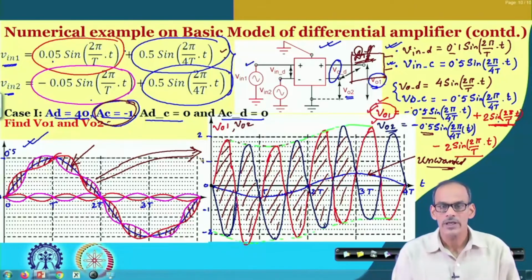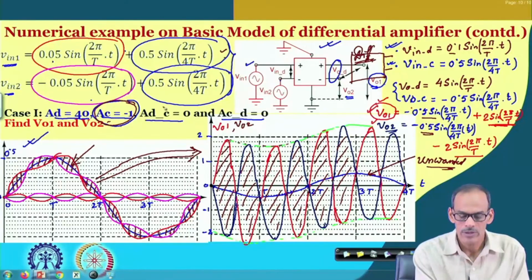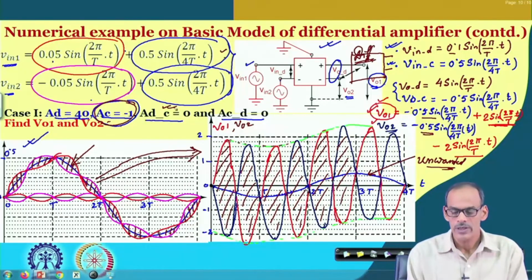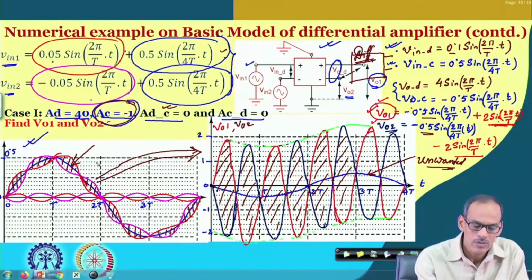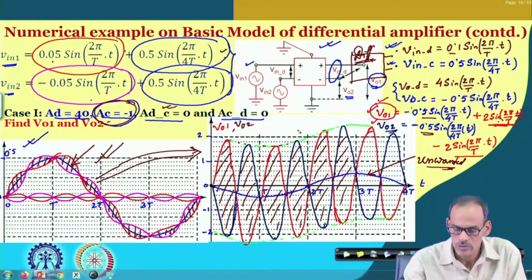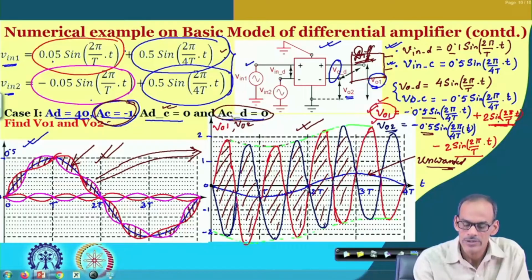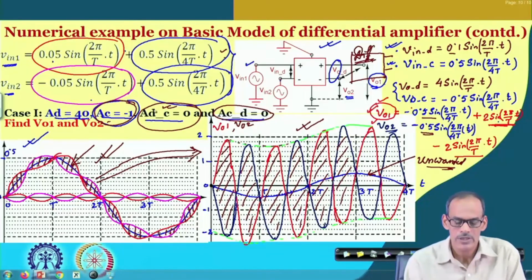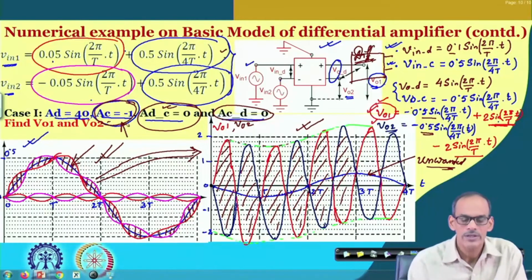Now, let us consider a case where the other two parameters may be non-zero, and then we can try to see what will be the corresponding consequences. This plot will not be repeated, but we will try to make a sketch of the corresponding output. Let us say the other performance parameters are non-zero, and we can keep this part equal to 0.